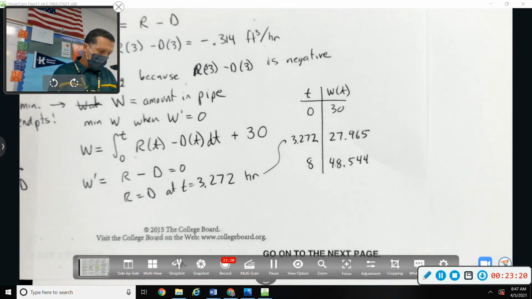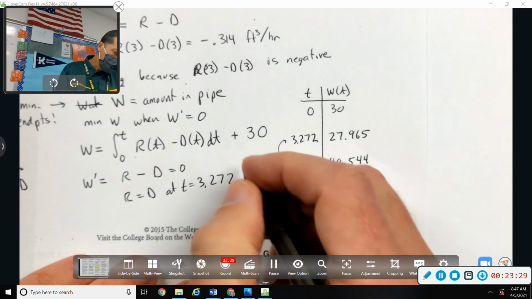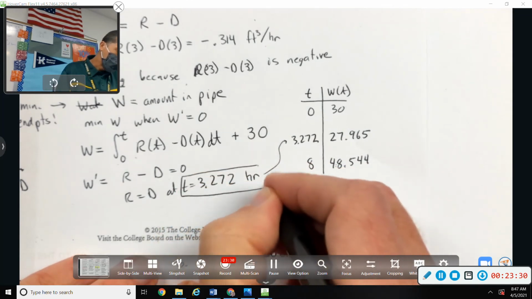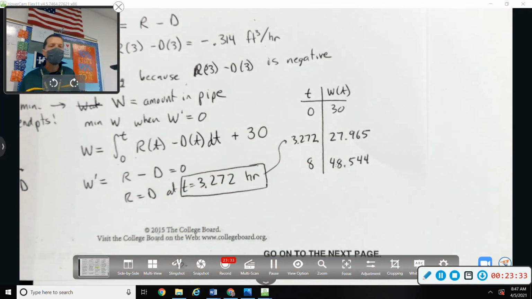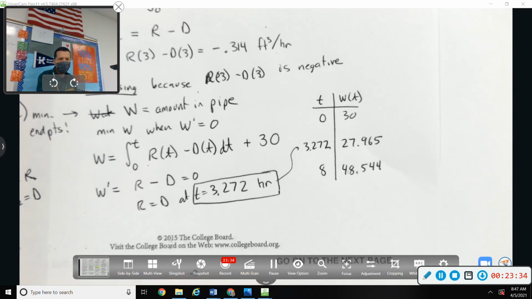So what was the point of all this? Reread the question. At what time is the amount of water in the pipe at a minimum? So at t equals 3.272 hours. Justify your answer. Well, all the rest of the work is to justify the answer.